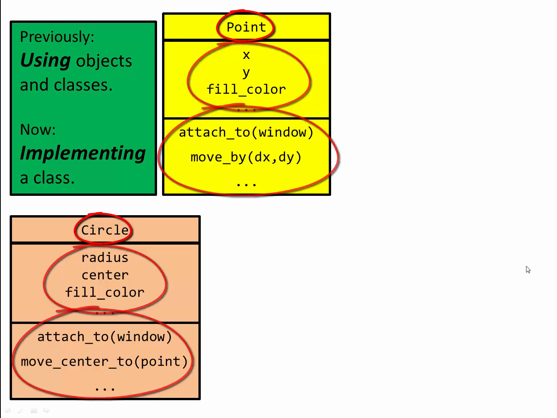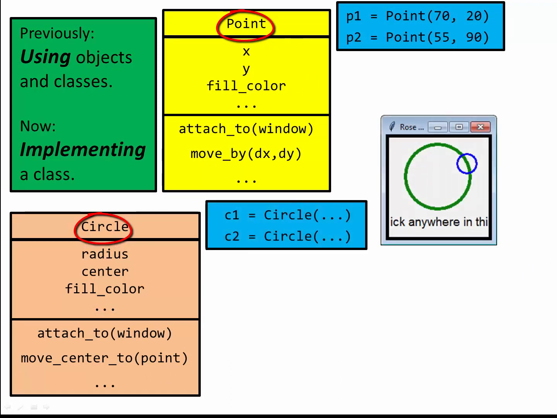That is, first, you have constructed objects by using the notation name of class, parentheses, and any information that the instance of the class needs when it is constructed inside those parentheses. So in this example, the name p1 refers to the instance of the point class, that is, the object whose x and y coordinates are 70 and 20, and the name p2 refers to the different instance of the point class whose x and y coordinates are 55 and 90.